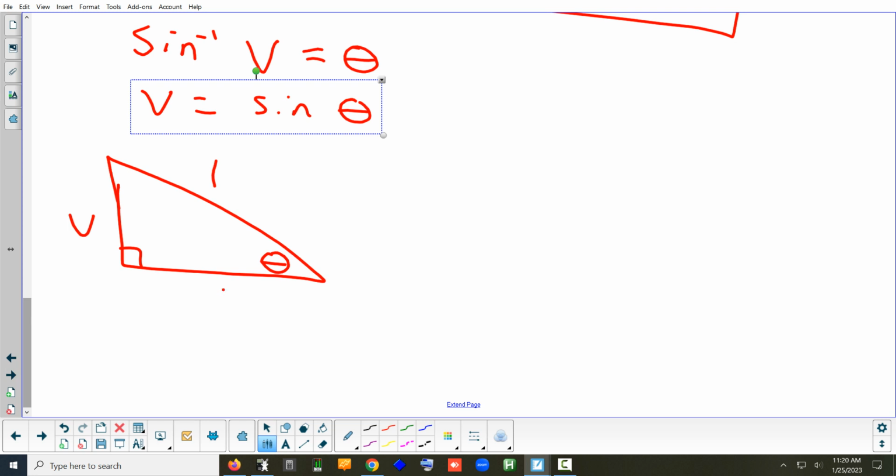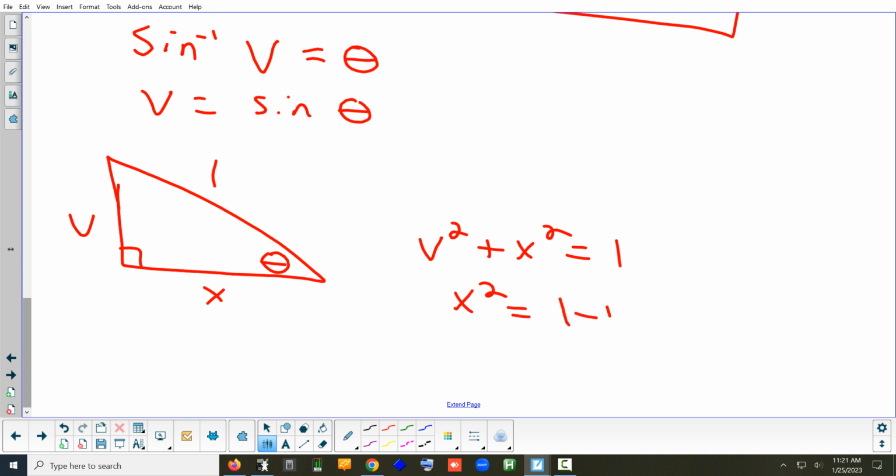Okay, how are we going to get the third side? Yep, we'll do Pythagorean theorem. After you've done enough of them, you can just figure it out in your head. It's usually like the square root of 1 plus something, or 1 minus something, or something minus 1. You just have to figure it out. So we're going to have x squared equals 1 minus v squared, and x is the square root of 1 minus v squared.